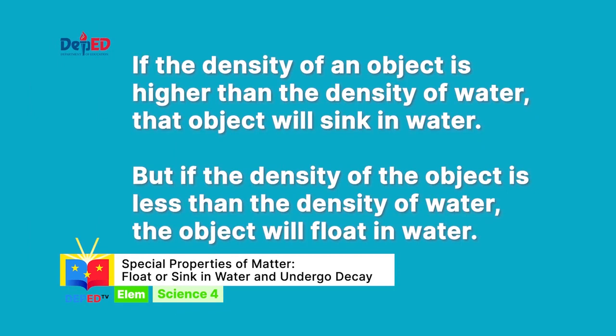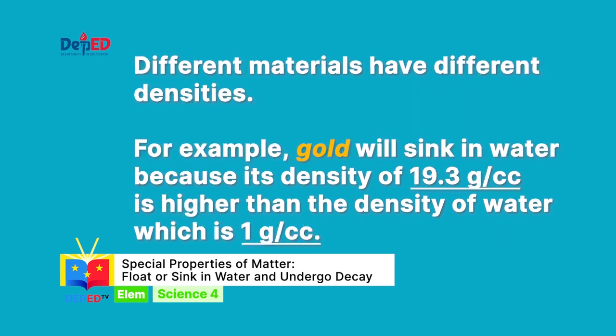If the density of an object is higher than the density of water, that object will sink in water. But if the density of the object is less than the density of water, the object will float in water. Different materials have different densities. For example, gold will sink in water because its density of 19.3 gram per cubic centimeter is higher than the density of water, which is 1 gram per cubic centimeter.